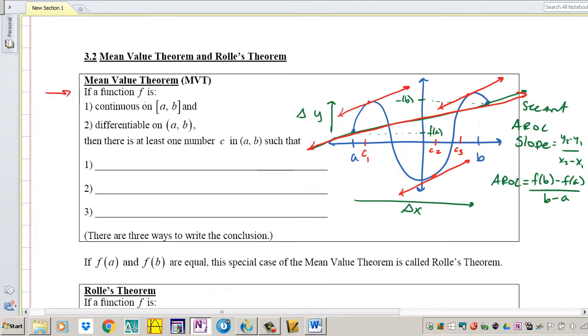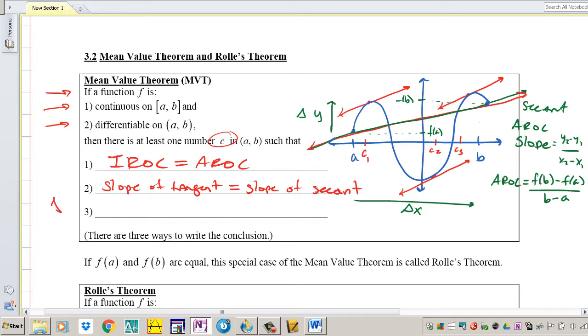If f is a function that is continuous on a to b, here's the first condition, and differentiable on a to b, not including a to b, then there is at least one number c in a to b such that the instantaneous rate of change is equal to the average rate of change. Another way to say this is the slope of tangent is equal to the slope of secant.